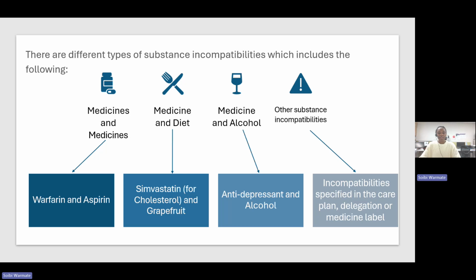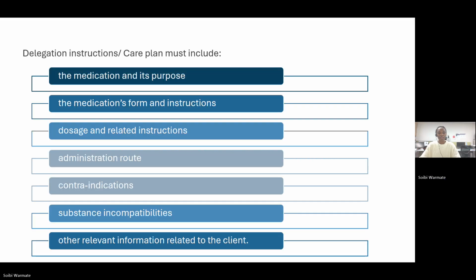Other substance incapabilities can be specified in the care plan, the delegation by the delegating officer or the health practitioner, or you can also see it on the medicine label. Now, I've included delegation instructions through care plans and what must be included in them. We have the medication and its purpose, medication forms and instruction, dosage and related instructions, administration routes, contraindications, substance incapabilities, and other relevant information related to the client.